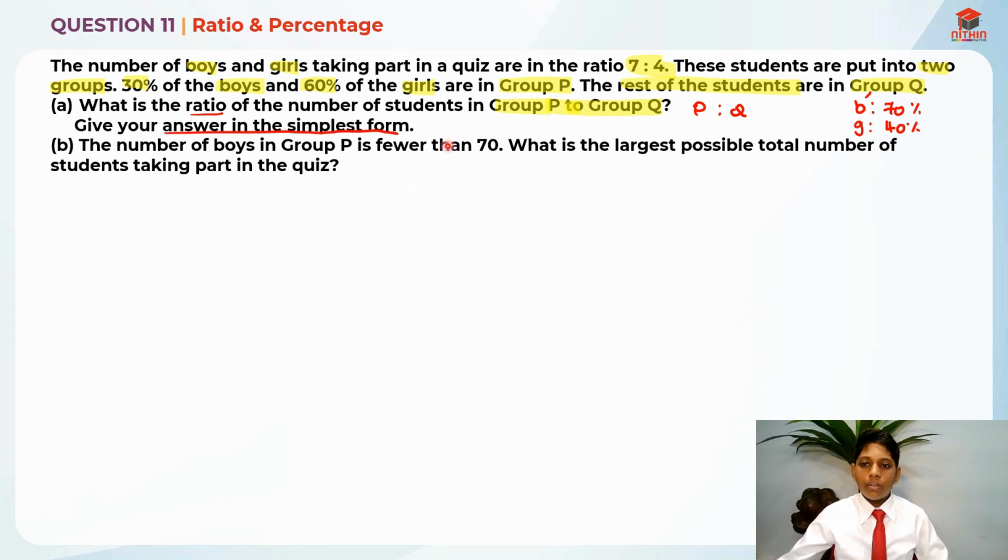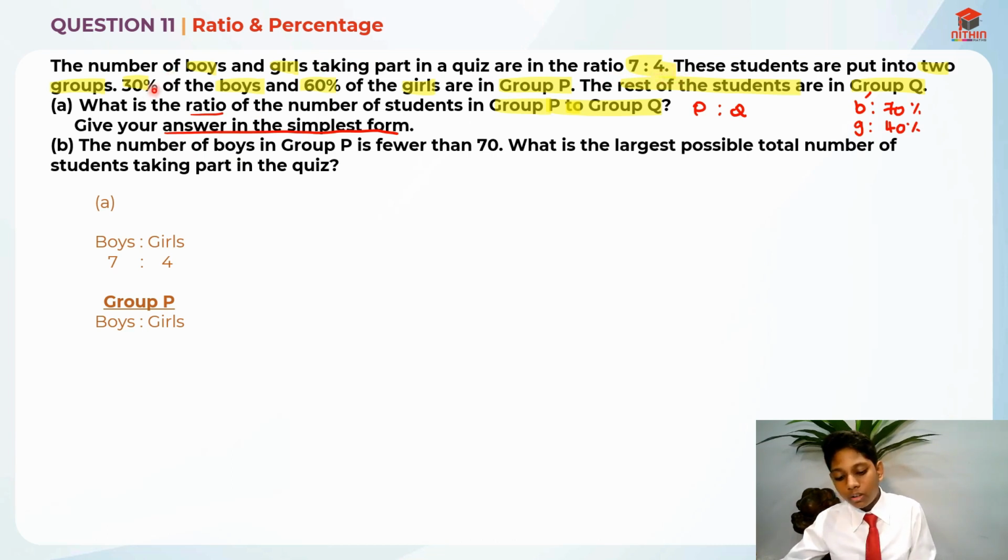Okay, so let's take down the things that we already know. So we know that boys is to girls is 7:4, right? Okay, now in group P we know that there are 30% boys and how many percent girls? 60% girls, right? So before that, we are going to do the calculation in order to find the number of units each boys and girls are, because you know these percentages are shared by 7:4, right?